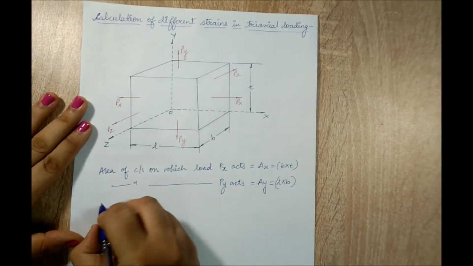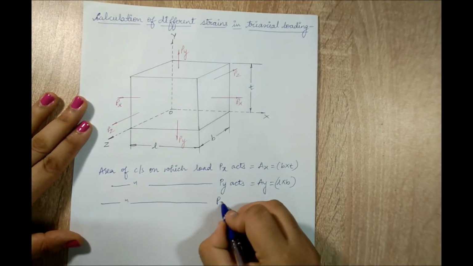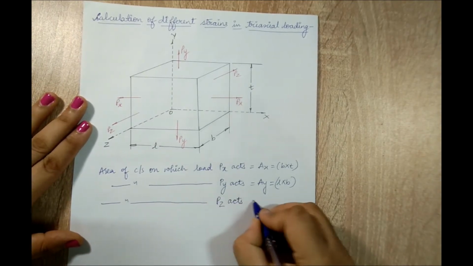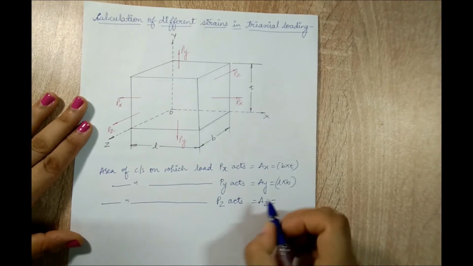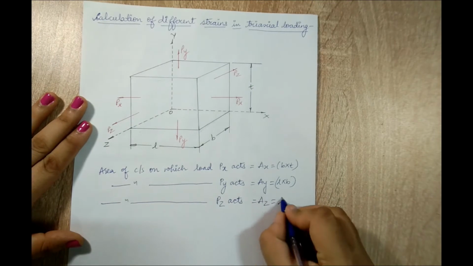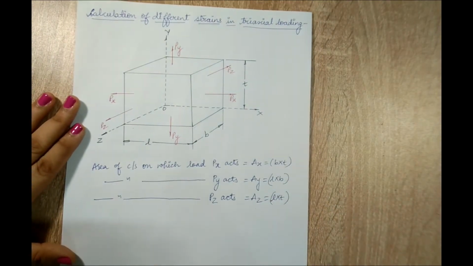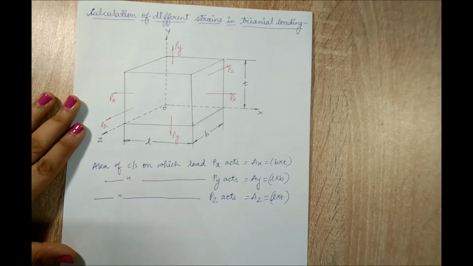And third, we'll talk about the area of cross section on which the load Pz acts. For that, I'll use Az. Az is acting on L into T. After this, we will talk about the stress along the x-axis because of this load acting on this area.